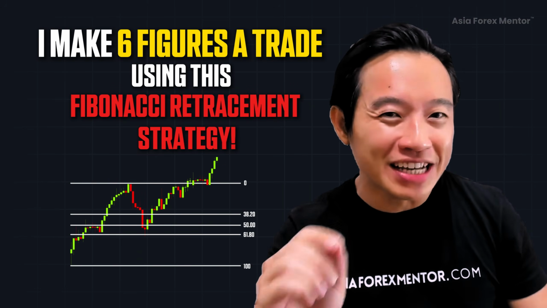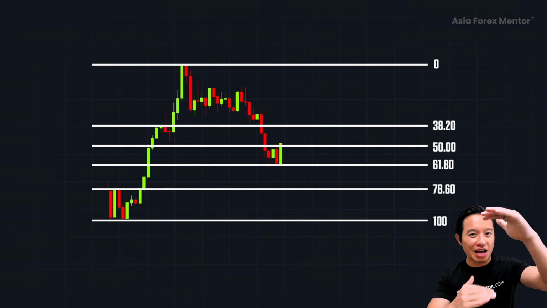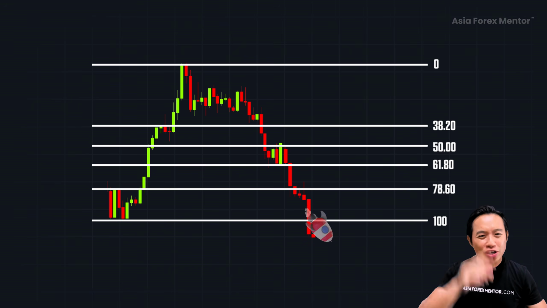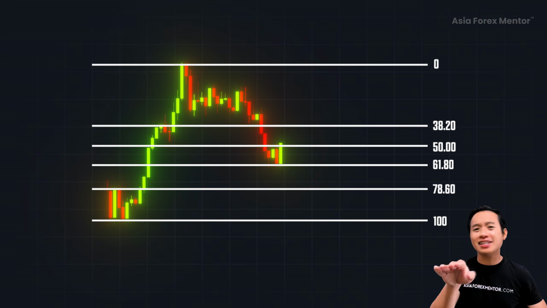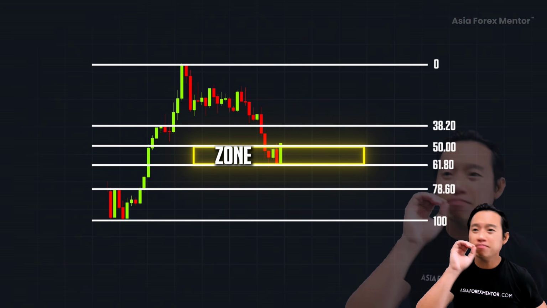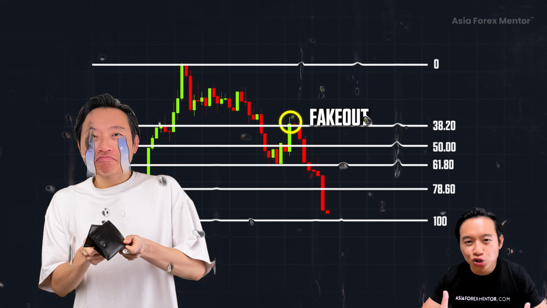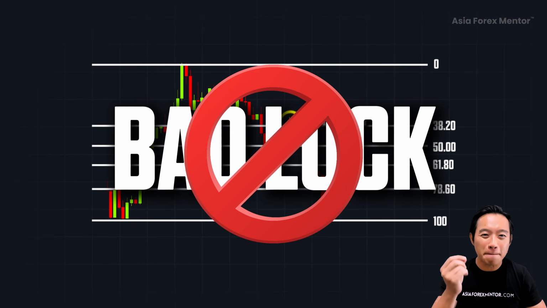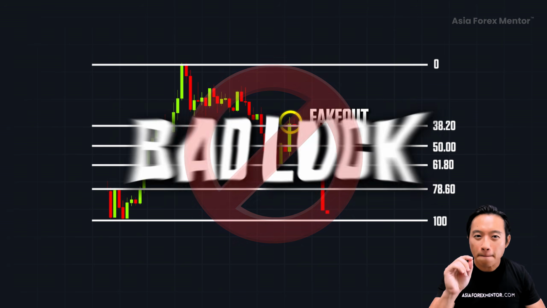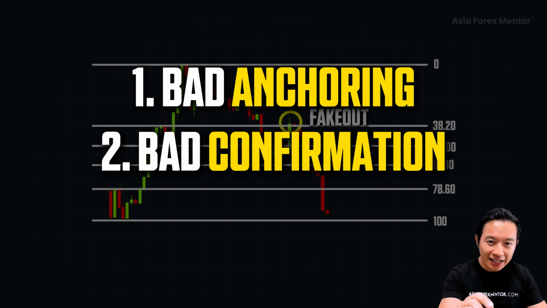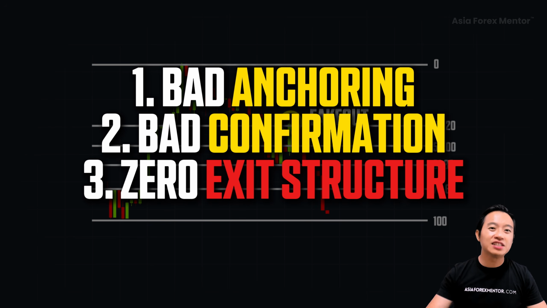So let me ask you this. Ever nailed a Fibonacci level only to watch price blast straight through it? Right? You placed the tool, you trusted the zone, and then boom, it fakes out and then you take a loss. Confusion. That's not bad luck. That's bad anchoring, bad confirmation, and zero exit structure.